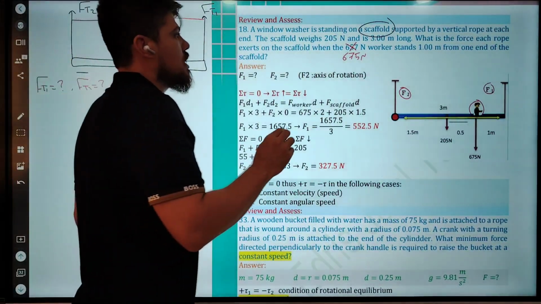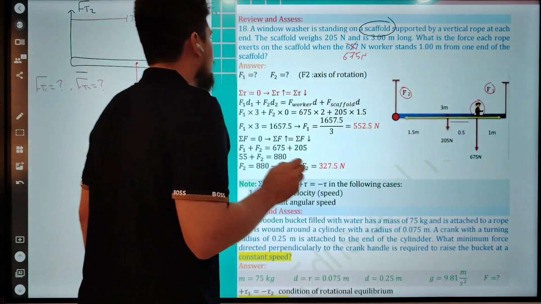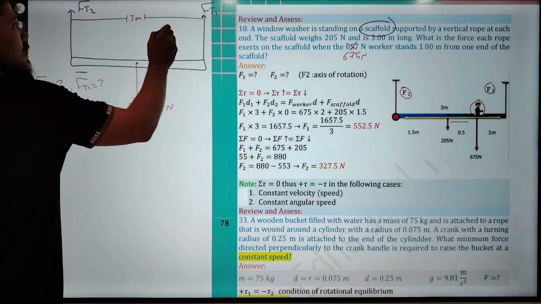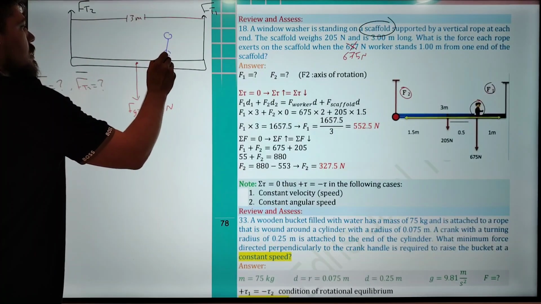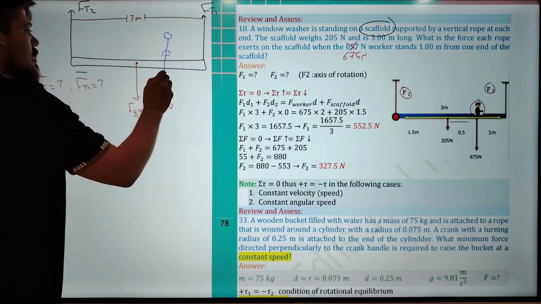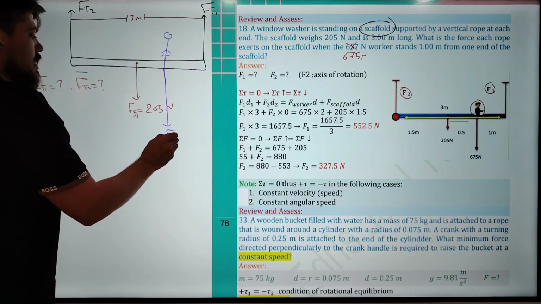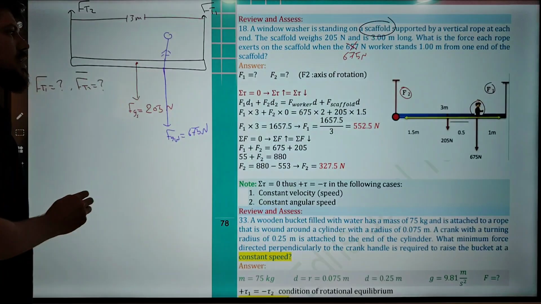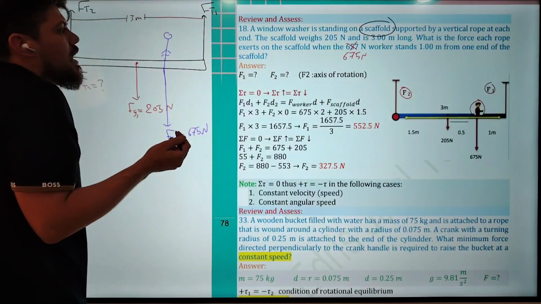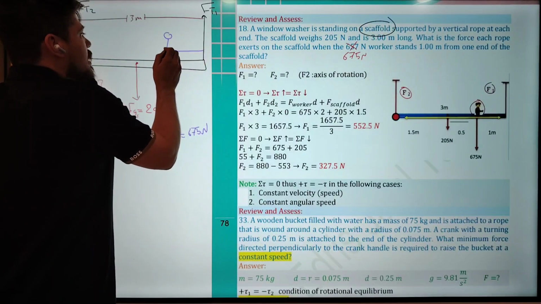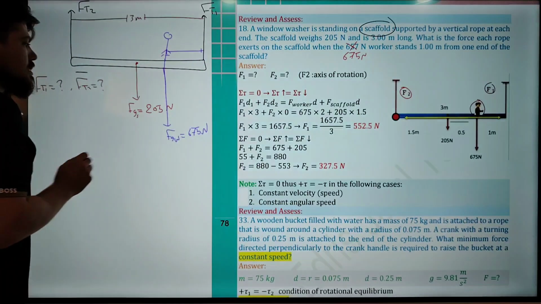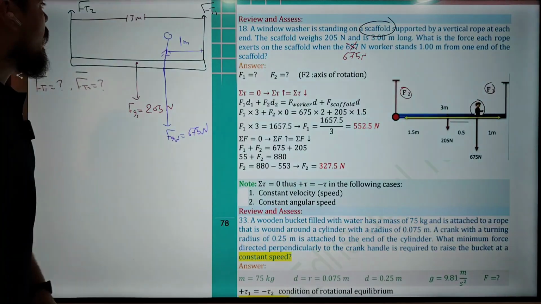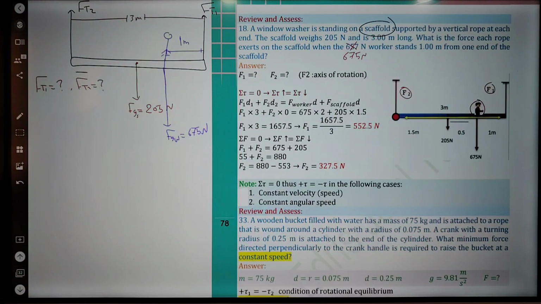So in this question we try to put the worker near Ft1. The question says if the worker, this is the worker, its gravitational force is Fg worker, 675 Newton, located 1 meter from one end. See that from this end. So this is 1 meter. How can you find Ft1 and Ft2?